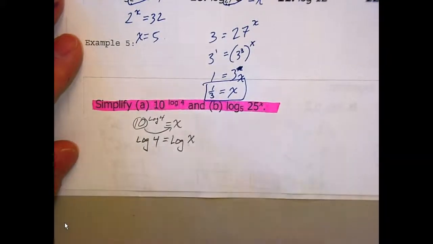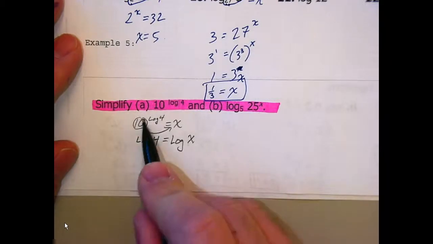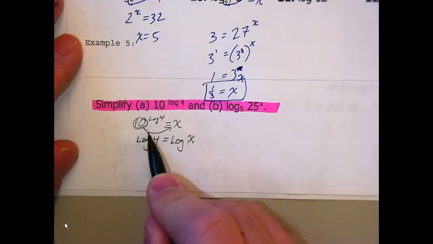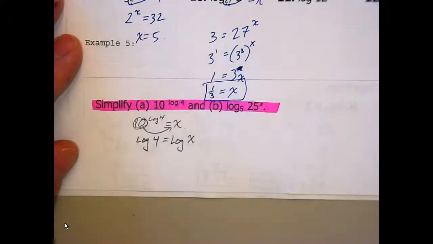You understand what he did? They both have the base of 10, right? Correct. The 10 moved over. We're going from exponential to logarithmic form.